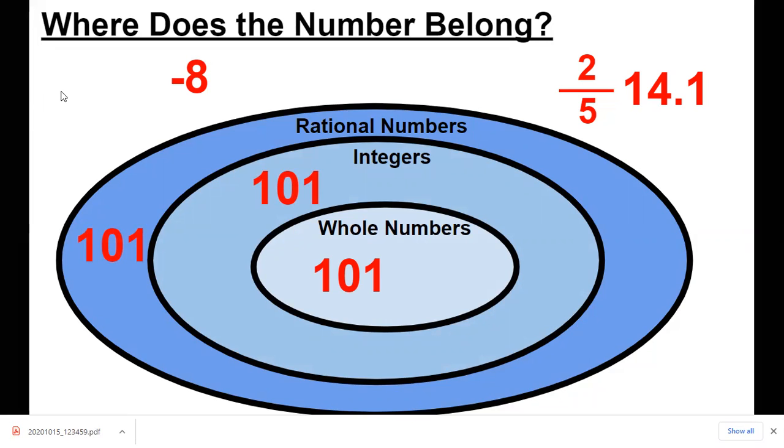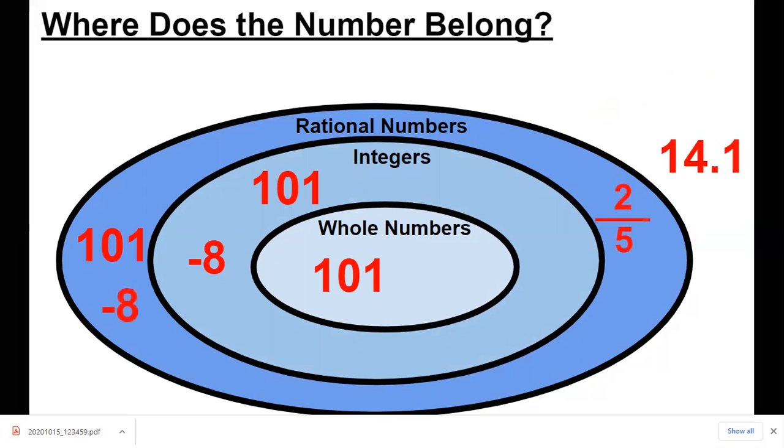What about -8? Where's that going to go? That is just an integer and a rational number. It is not a whole number because whole numbers are only the positive whole numbers, not the negatives. So it's an integer and a rational number. What about 2/5? 2/5 is a fraction. It's only a rational number. And what about 14.1? 14.1 is a decimal, and that is only a rational number.